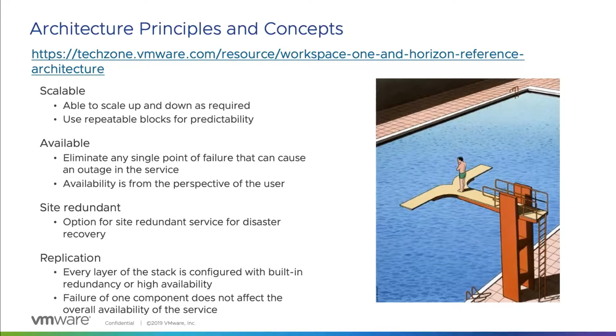The other thing is availability. Availability is basically saying that, of the many components in the solution, there should be no single point of failure. It should be very transparent to the service that's being offered, and the user should never know about it. The third thing is site redundancy. There's a direct cost impact to it. What if the whole data center goes down, right? That's a very important consideration.